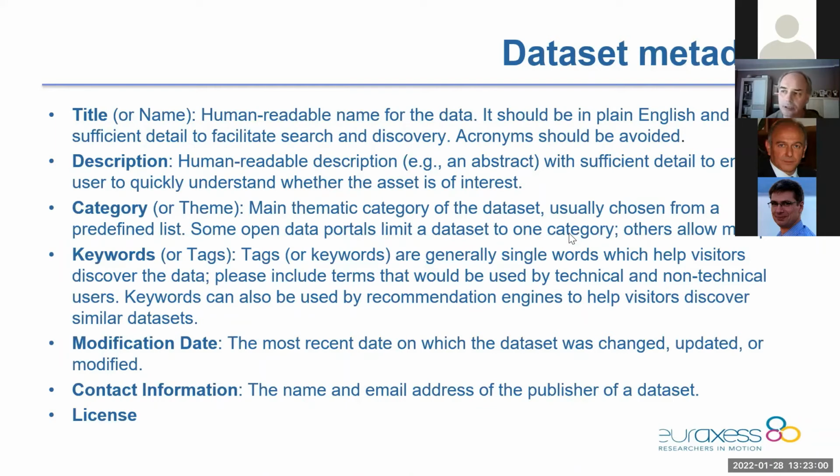Also, we can talk about dataset metadata and column metadata. Without dataset metadata, a catalog of published data could not exist. So, what metadata should be included in your dataset metadata? It is title, description, category, keywords, modification date, contact information, license, and so on.